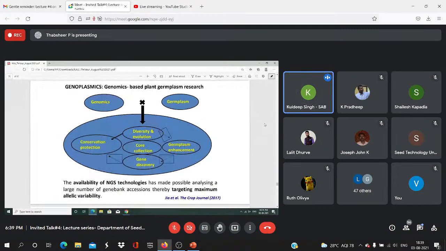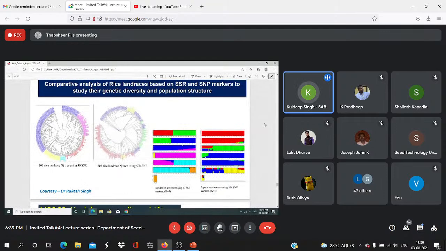This is a small example, some data from our own group here. It's 300 lines of landraces, which were characterized based on just 30 SSR markers, and the same set of lines analyzed using a 50K SNP chip. You can see a huge variation between the two systems. So it's showing us that the modern marker systems, which are relatively cheaper and less time consuming, provide a better structure of the genetic resources.